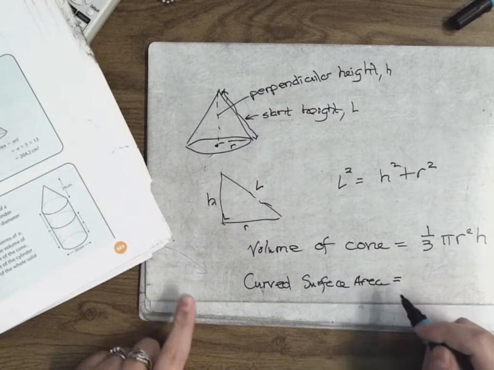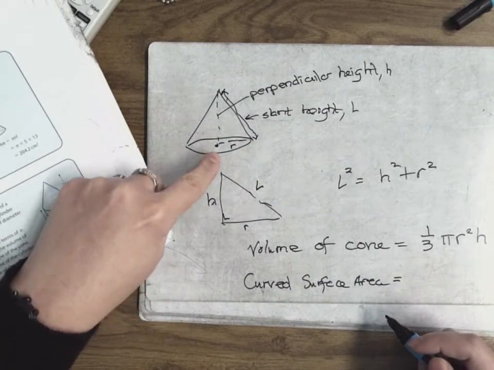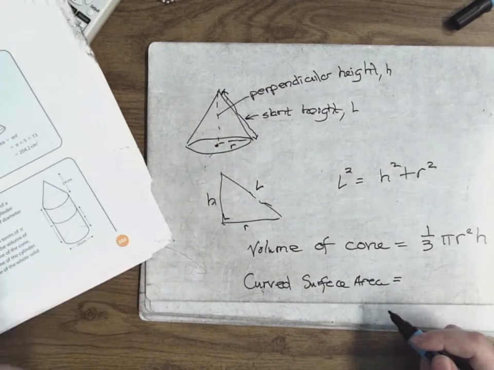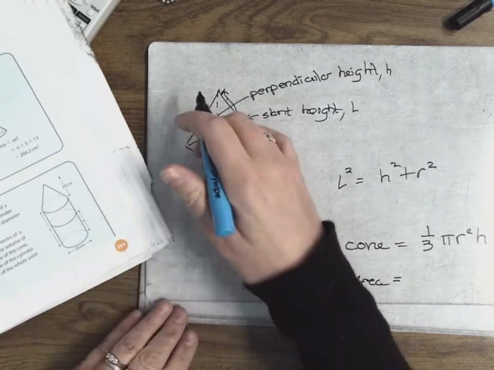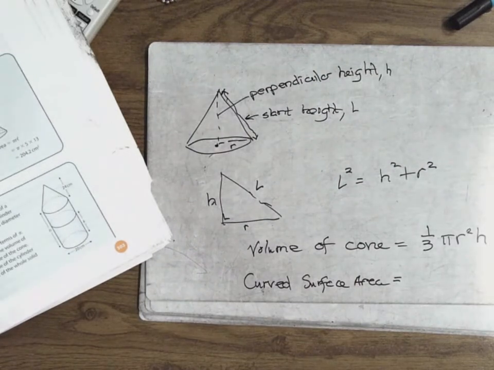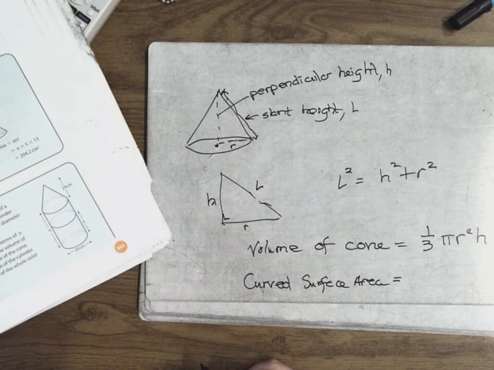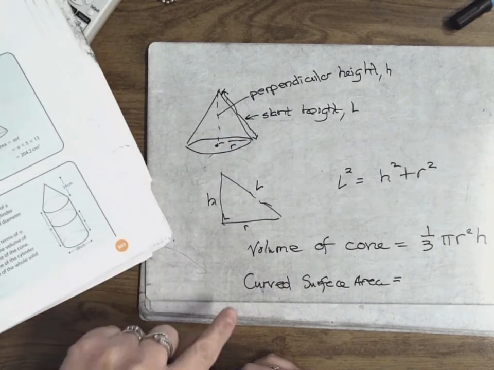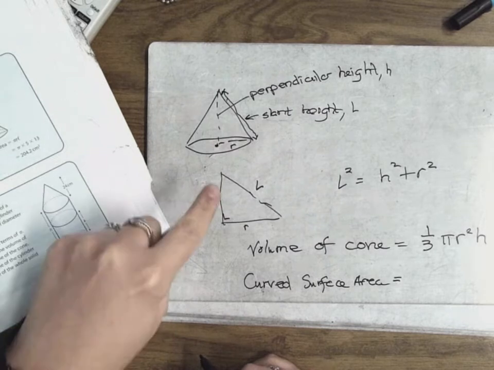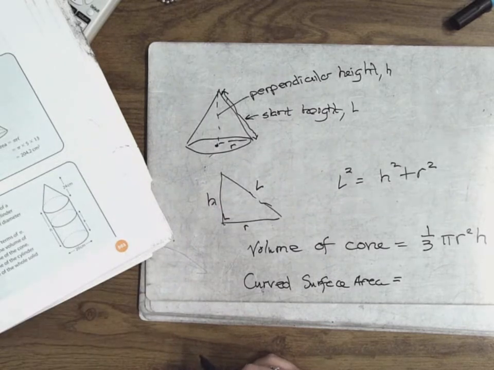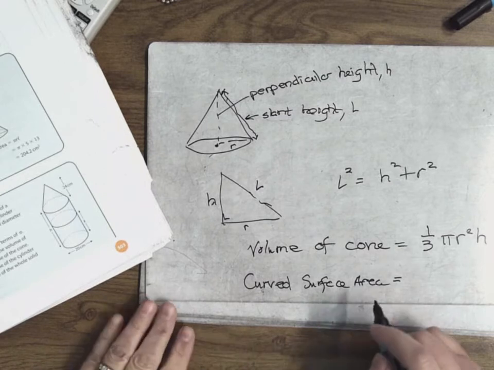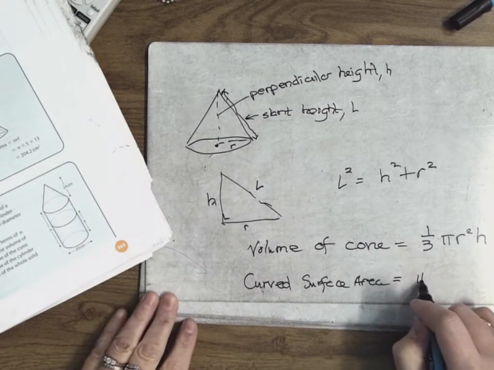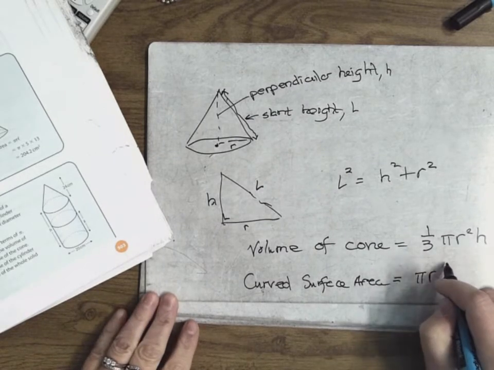Right, so the curved surface area, girls, does not include the circle at the bottom. Okay? So the curved surface area is just the bit that wraps around to make the pointy part, right? So it does not include the circle at the bottom. So if you were asked for the total surface area, you'll have to add the, excuse me, the circle at the bottom. Okay? So the curved surface area, girls, is pi r L.